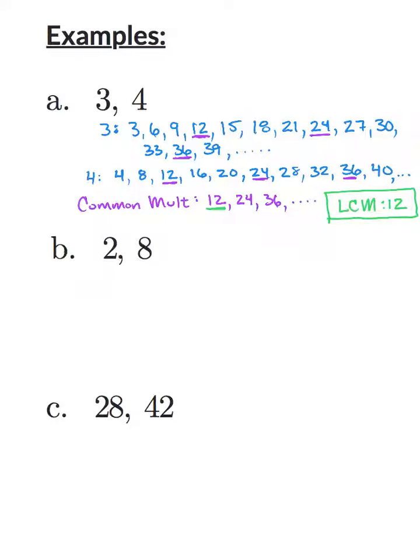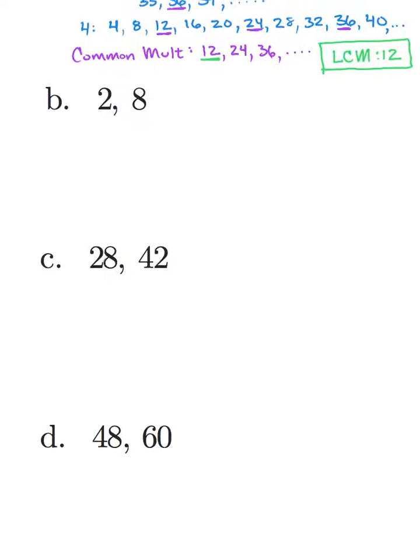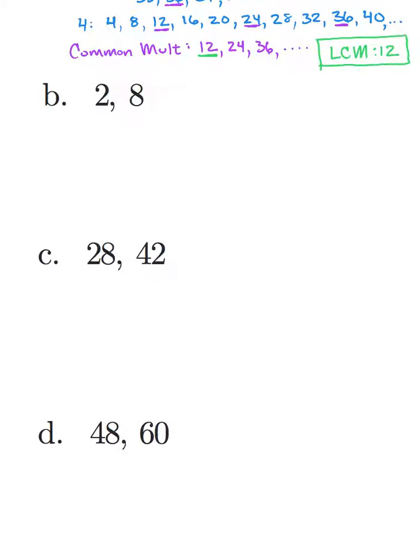All right, so let's look at our next example, which is 2 and 8. So we want to start by listing out multiples of 2. So I'm going to take 2 and multiply it by 1, gives me 2. 2 times 2 is 4. 2 times 3 is 6. 2 times 4 is 8. 2 times 5 is 10. 2 times 6 is 12.